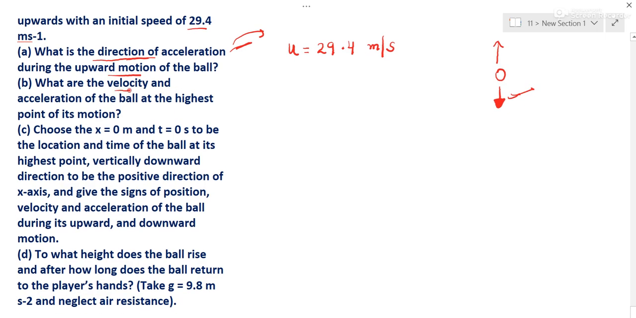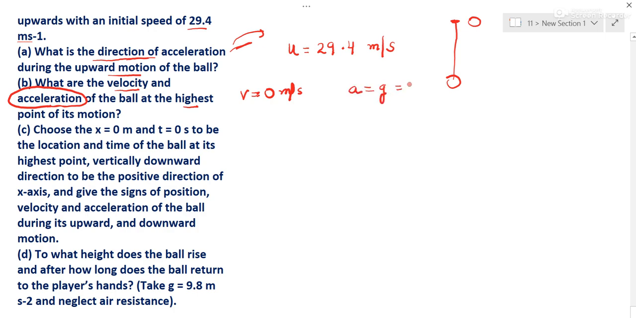Coming to second part, what are the velocity and acceleration at highest point? So you know when the ball is thrown up, the ball will reach the highest point and it will stop there. So velocity is 0. At highest point velocity is 0, the ball will stop, but acceleration will be downward only because there is only one acceleration which is involved. So acceleration is acceleration due to gravity, which is 9.8 meter per second square or 10 meter per second square, and it is acting downward.